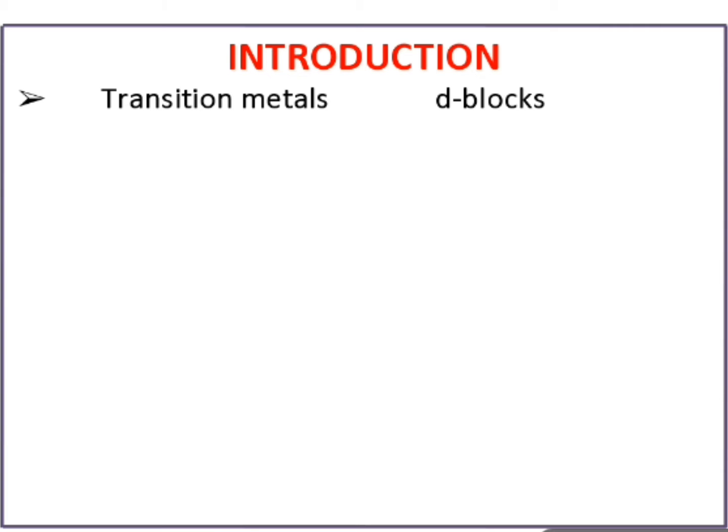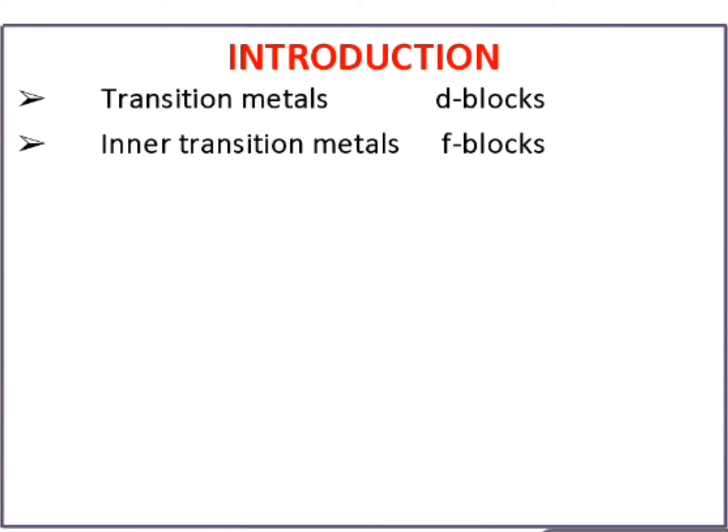We also call these D block elements transition metals. Why transition? Because their oxidation state is continuously changing. We have seen the oxidation state of iron may be +2, it may be +3. Like that, oxidation states are different. So these D block elements are known as transition metals.